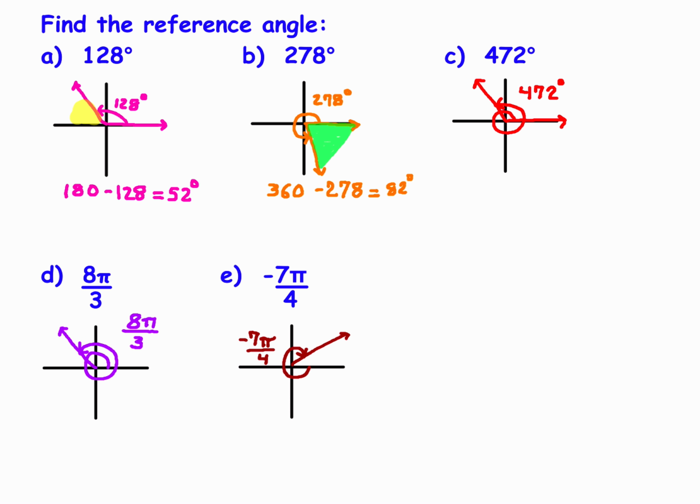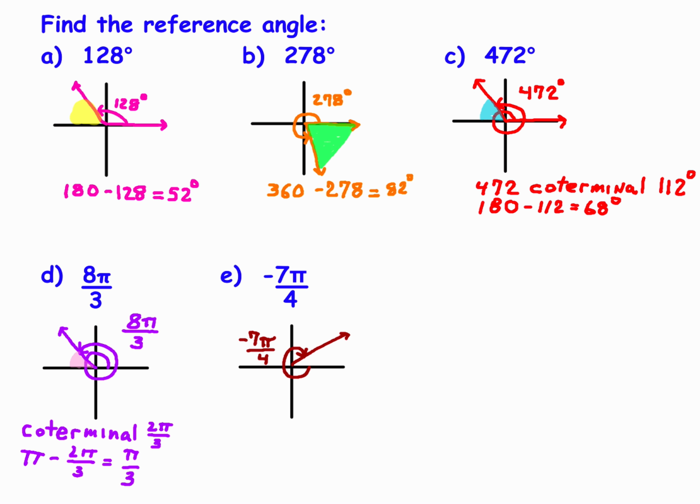Take a look at C. Here the reference angle is again that wedge along the x-axis and the terminal side. So 472 is coterminal to 112. It's easiest if you think of that coterminal angle first, and then I need to get to 180, so the reference angle is 68 degrees.